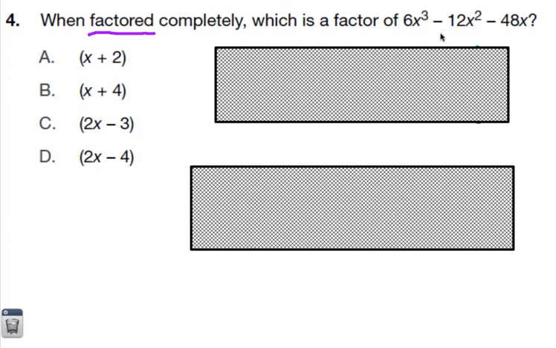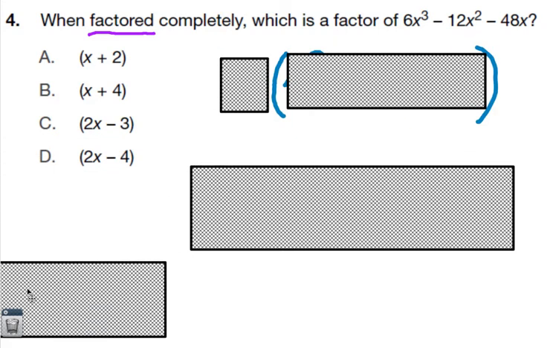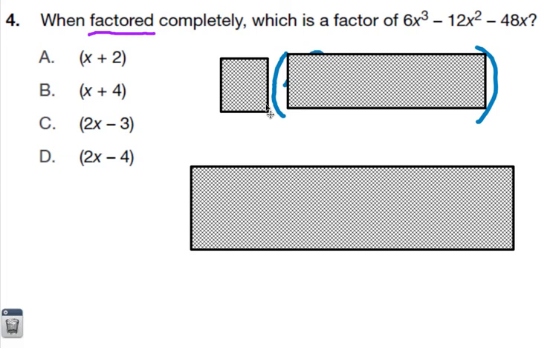Now, do 6x cubed minus 12x squared minus 40x have any factors in common? Yes, they do. So the first thing you do here is factor out a GCF. What's the greatest factor that all these terms have in common? Think about it. Pause the video if you have to. Okay. 6x. The greatest common factor is 6x.